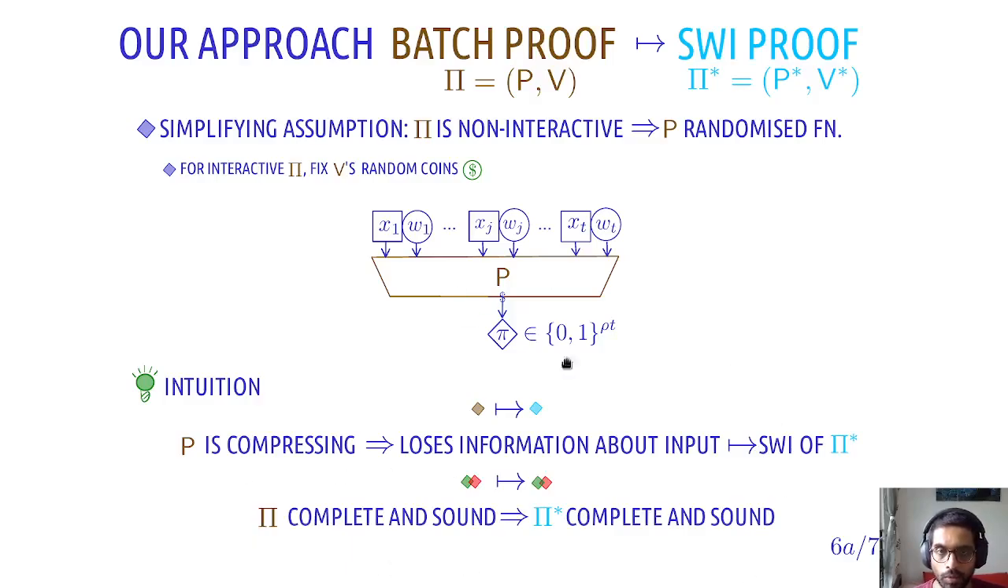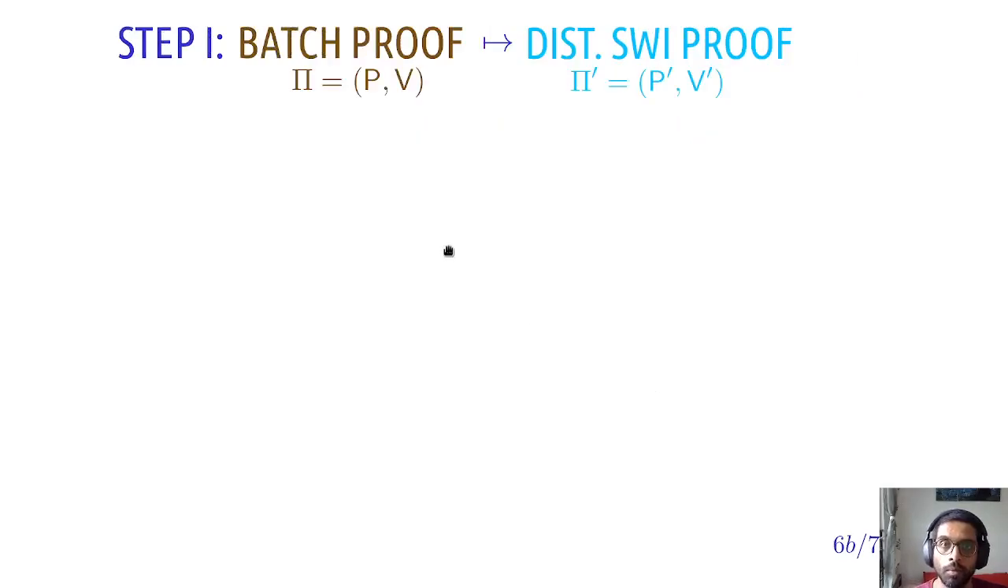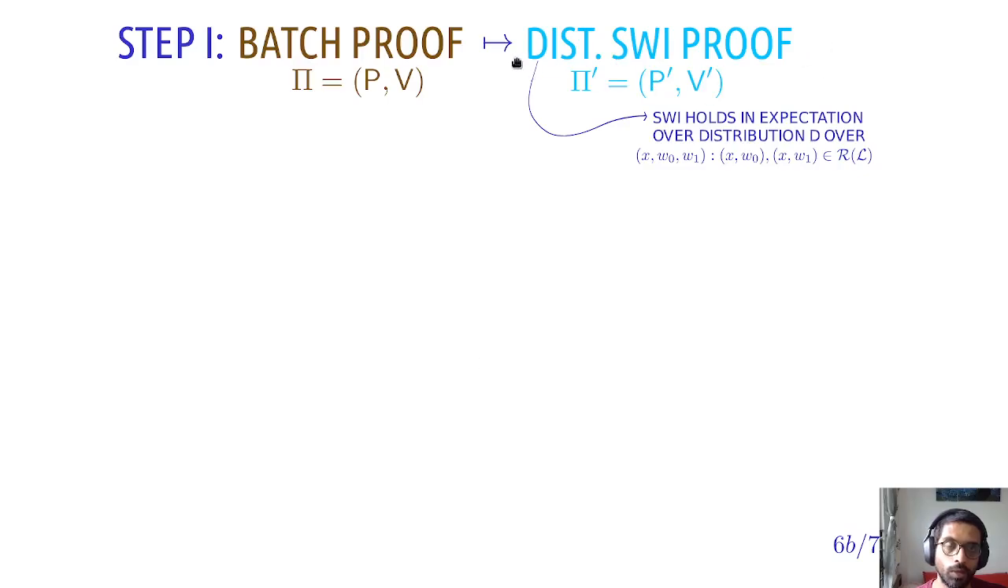Since the batch proof is used in a normal manner, completeness and soundness of pi star more or less follow from the completeness and soundness of pi. So the most interesting thing to argue here is the hiding. Okay, so we will construct our SWI proof in 2 steps. In the first step, we will construct a distributional SWI proof, pi prime equals P prime, V prime, given the batch proof. So what is distributional SWI?